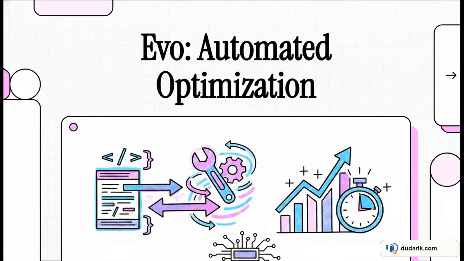All right, welcome to this explainer. We've got a really exciting topic on the table today. We're unpacking a massive leap forward in automated code-based optimization, and it's all thanks to a Claude Code plugin called Evo. Honestly, if you spend your days chasing performance gains, tweaking parameters, or just trying to squeeze that last drop of efficiency out of your code, well, what we're about to cover is absolutely going to change your entire workflow.